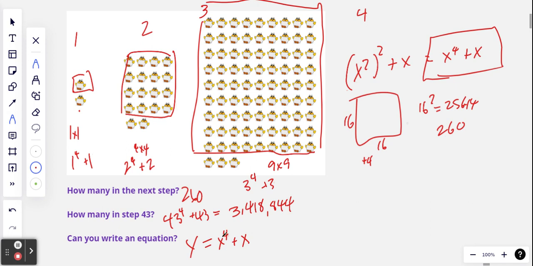How did that go for you? Did you get 260 in the next step? I think that was pretty difficult. Did you get an equation like this, or did yours look different? I'd love to know. Thanks, everybody.